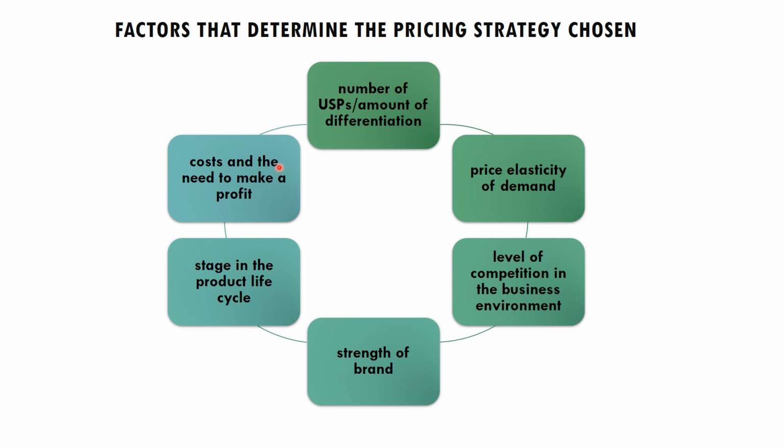For example, we've got the cost of making the product and the need to make a profit. We've got where the product is in its life cycle. So is it a new product? Is it in its very early stages, the latest technology, or is it coming towards the end of its life? We need to consider the strength of the brand, the level of competition, and also the price elasticity of demand: how responsive our customer is going to be to changes in price. We might also finally consider how unique our product is or how well differentiated it has been from the competition.